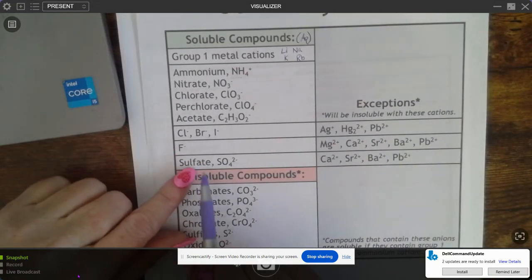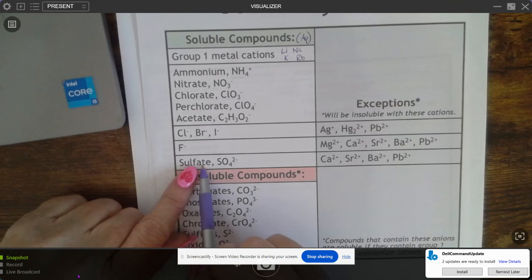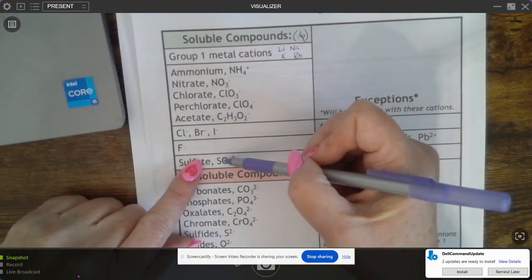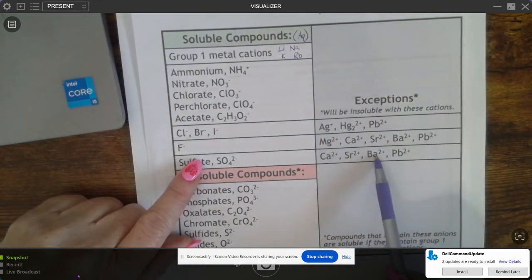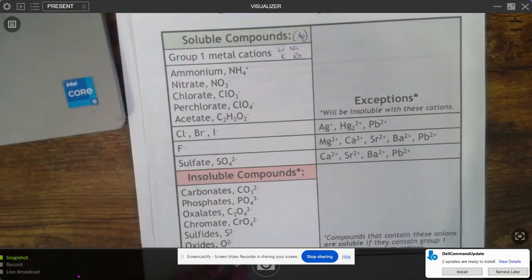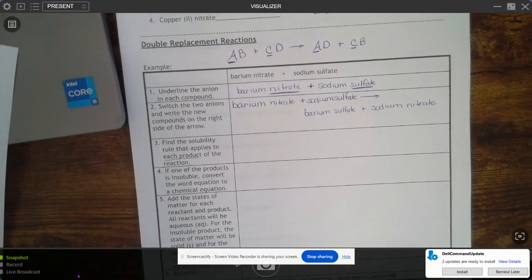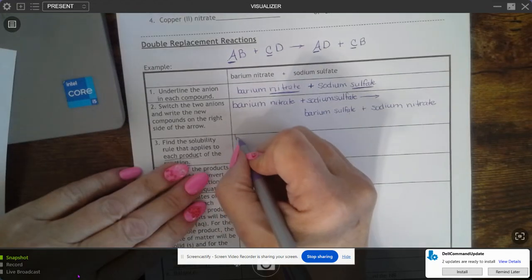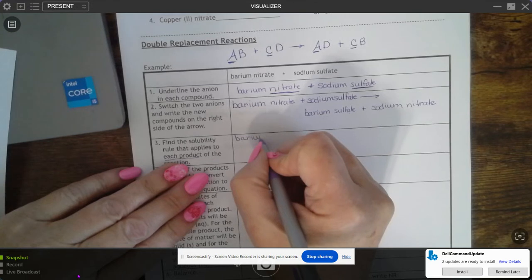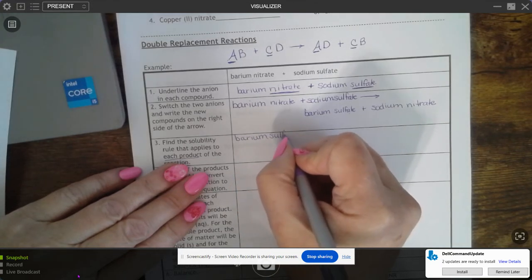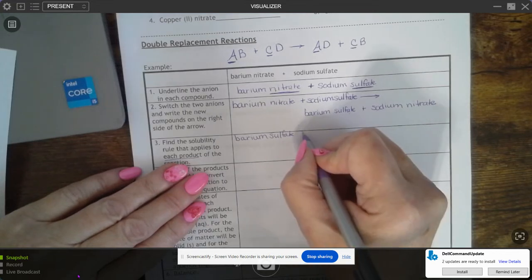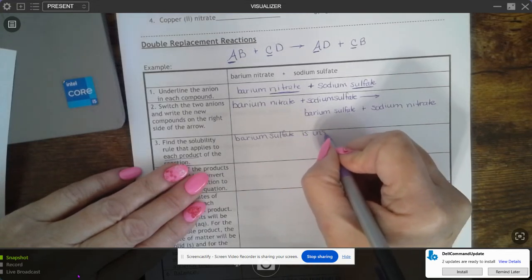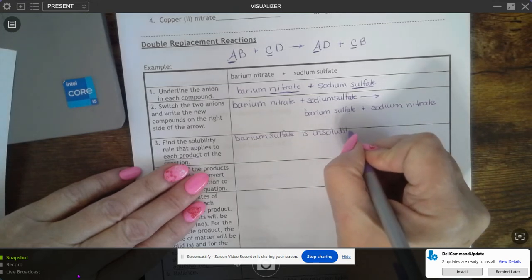So let's see, I find sulfates on my solubility table. It says all sulfates are soluble except, and there's barium. Which tells us that barium sulfate is insoluble. Means it does not dissolve in water.